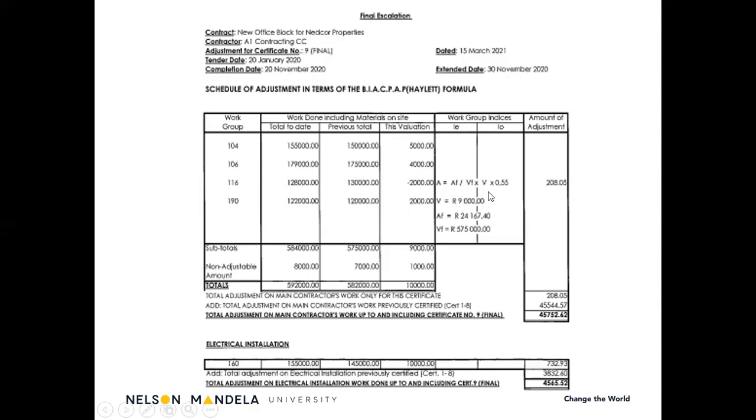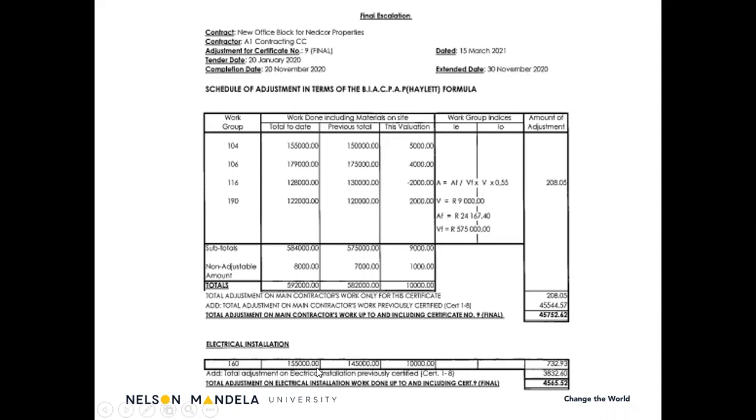So the AF was calculated, VF was the amount subject to escalation at practical completion. We've got still 9,000 Rand to pay the contractor, but this contractor is late, so we'll penalize him with the 0.55. So therefore, on this 9,000 Rand, which is still due to the contractor, he will only receive 208 Rand and 5 cents. Plus then the escalation accumulated from certificate 1 to 8. And then the total for the specific project for the certificate 1 to 9 is 45,752 Rand.